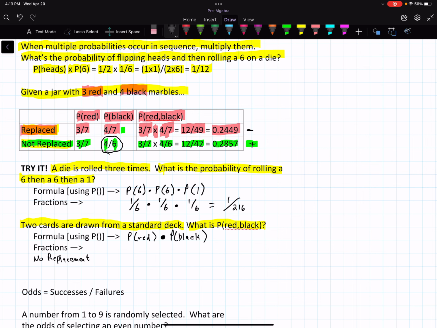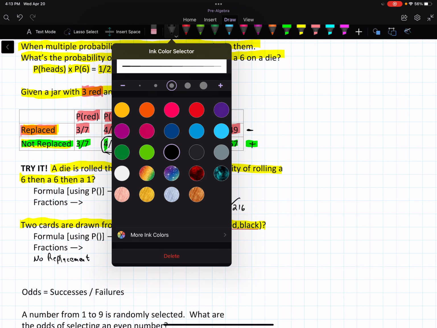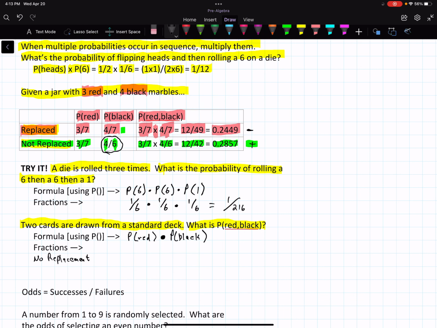So the probability of drawing a red card, well, if you know a standard deck of cards, there are 26 red cards and 52 total cards. 26 red and 26 black. So drawing a red. Now the second draw of drawing black, there's going to be 26 blacks, but there's only going to be 51 total cards because we didn't replace the first card we drew. So we're going to have slightly better odds or probability.